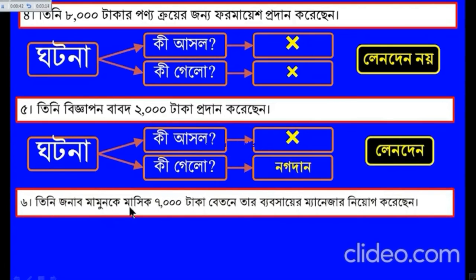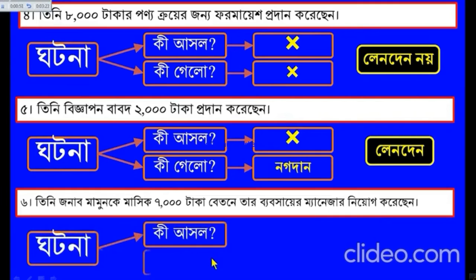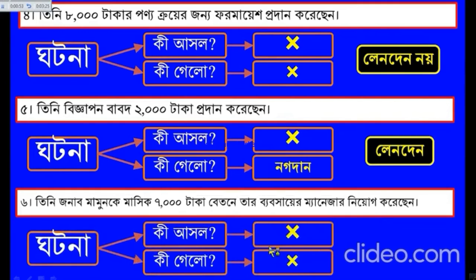Number 6. He paid salary 7,000 taka to Mr. Mamun as a manager. Not paid. He appointed. This is why it is not a transaction. He didn't pay. He just appointed him as a deed. He will pay 7,000 taka. So it is not a transaction. It is only an appointment.